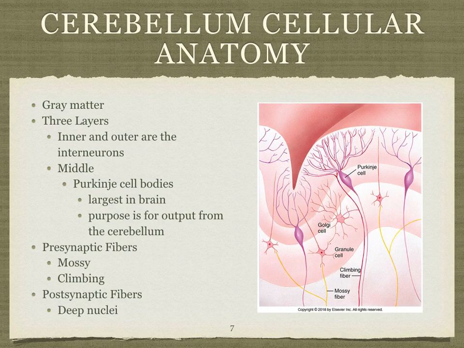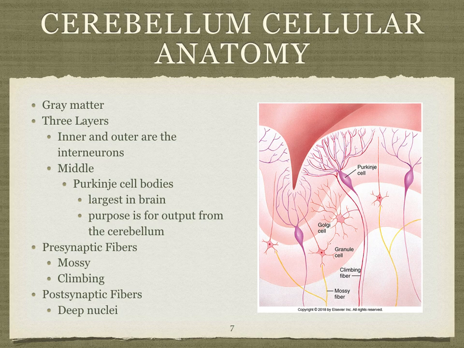So now we're going to talk a little bit about the cellular anatomy because of these cool things called Purkinje cell bodies, but the main layer is our gray matter, which is our outer layer. And then inside, we're going to have 3 layers, but the inner and the outer layers are mainly our interneurons. And our interneurons, again, are that reflexive component of that interconnection discussion, kind of like how we were talking about in our spinal cord, those interneurons are our reflexes. The same concept is here in our cerebellum.